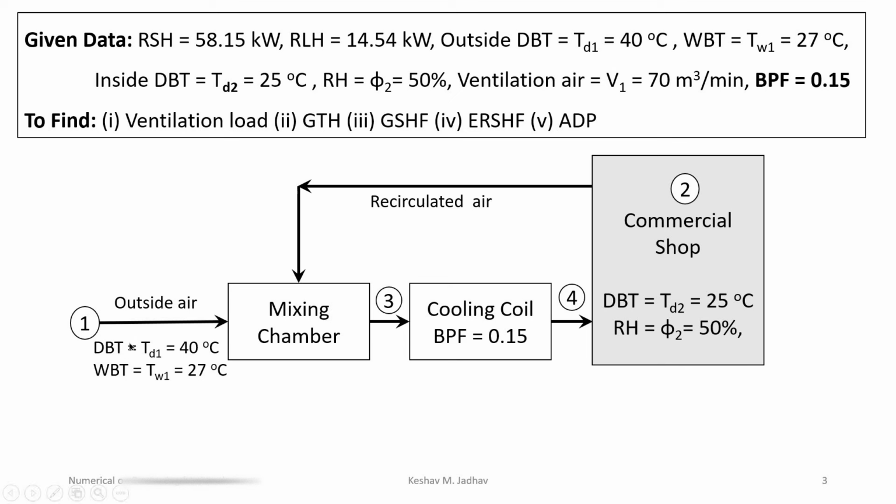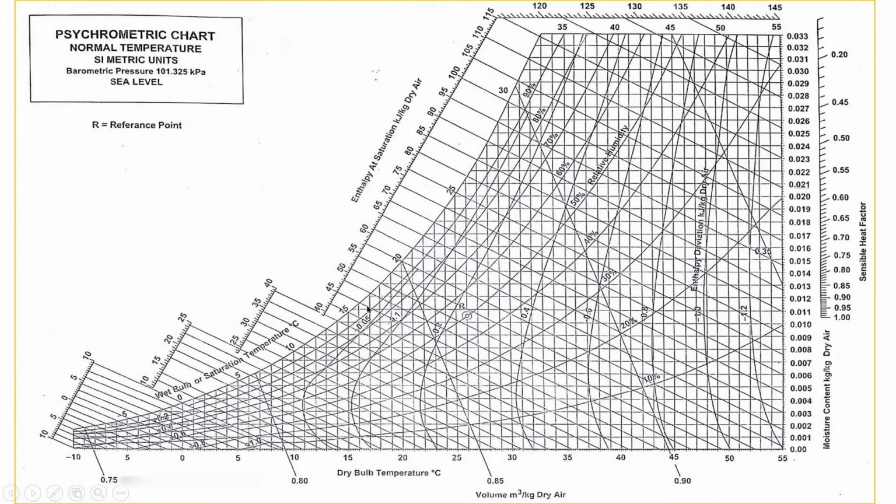So we have outside condition point 1 and inside room condition point 2. So we can locate these points on psychrometry chart. So this is typical psychrometry chart. So on this psychrometry chart, on x-axis it is dry bulb temperature, on y-axis it is the humidity ratio, here it is the sensible heat factor scale, this is the enthalpy values, these inclined lines are constant enthalpy line as well as constant wet bulb temperature lines. These curved lines are relative humidity lines.